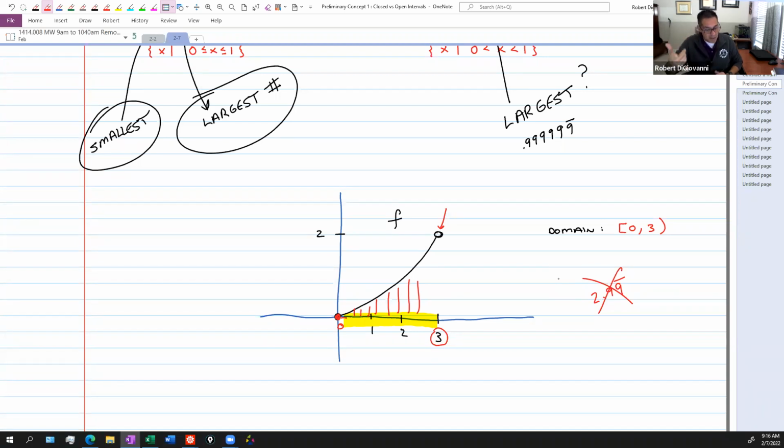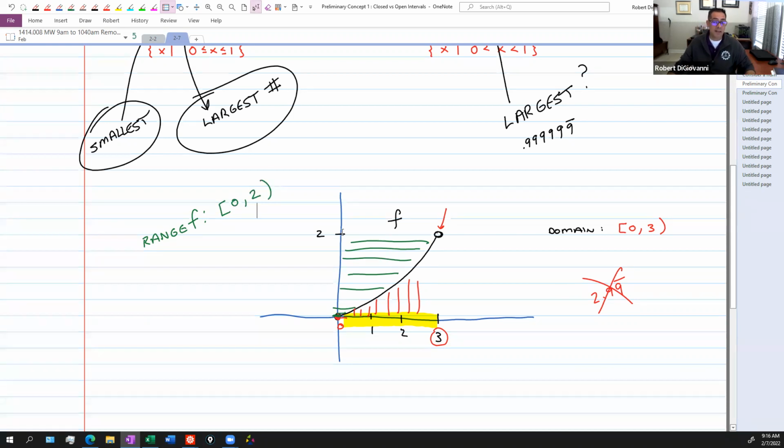Now, at the same time, let's look at the range of this function. The range of this function f are the outputs. So you can see here that we start at 0, and then we've got y values that go all the way up to here. But see, we never get to 2, do we? Right? We never get to 2. So the range of this would be everything from 0 to 2, not including 2 because there's a hole there, so you never actually get to 2. With me?